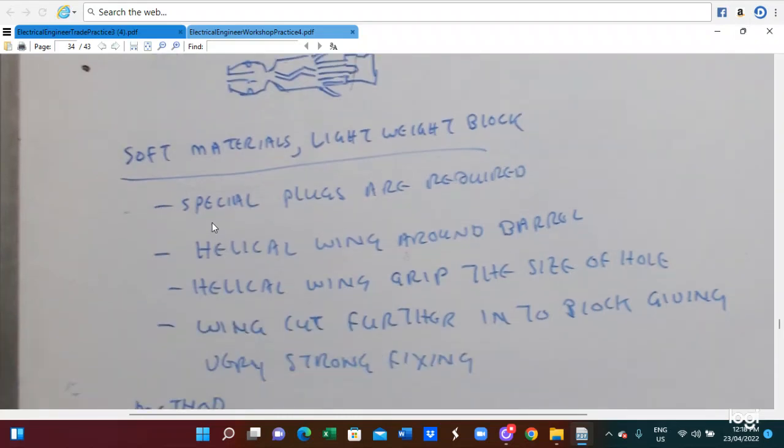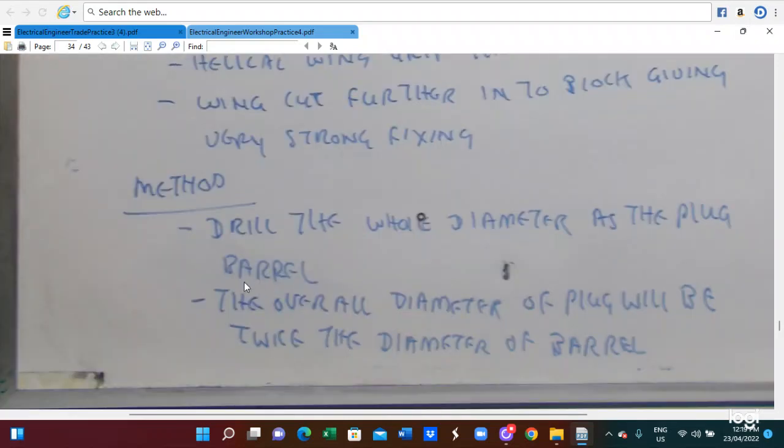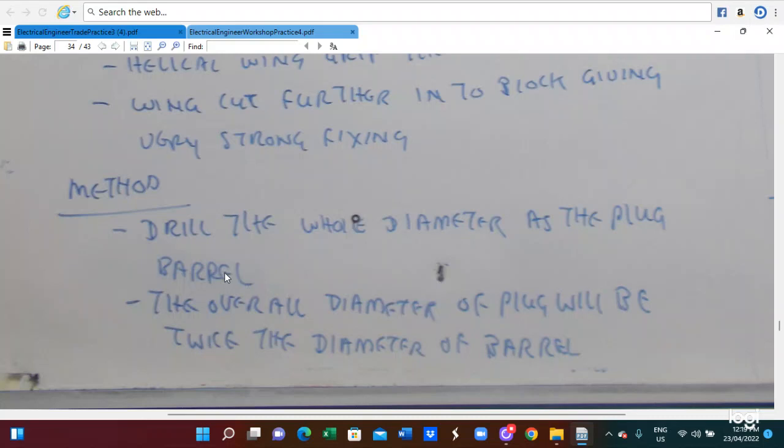Special plugs are required, with a helical wing around the barrel. The helical wing grips the side of the hole and cuts the powder into the block, giving a very strong fitting. They drill the hole diameter as the plug barrel, and the overall diameter of the plug will be twice the diameter of the barrel.